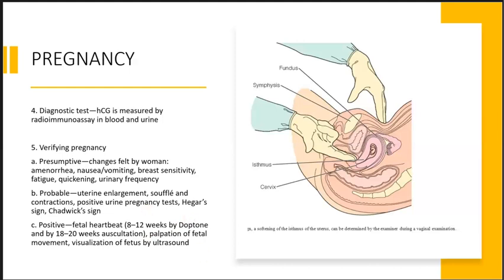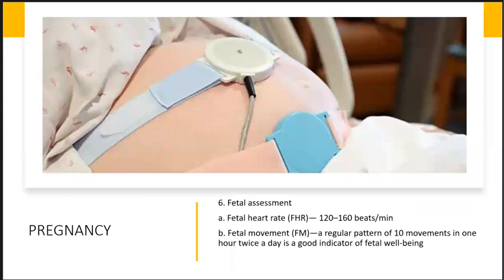In terms of fetal assessment, a significant predictor of fetal well-being would be a fetal heart rate of 120 to 160 beats per minute at term. So you want to assess, and that's the rate we want the heart to be at. You can also assess fetal movement. So you want to see a regular pattern of 10 movements in 1 hour, at least twice a day. That's a good indicator of fetal well-being. If you have fewer than 3 movements in a 1 hour period, that should be reported.